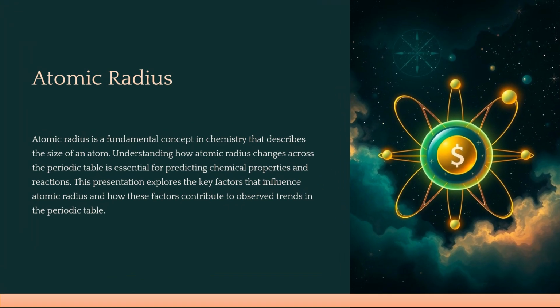Let's start with the basics. Atomic radius is the size of an atom, typically measured as the distance from the nucleus to the outermost electron. But here's the catch. It's not fixed. Atoms don't have rigid boundaries, so scientists often calculate an average radius based on models like covalent, ionic, or metallic bonding.